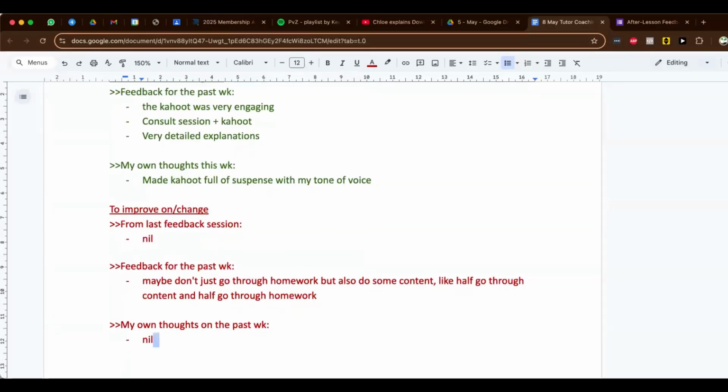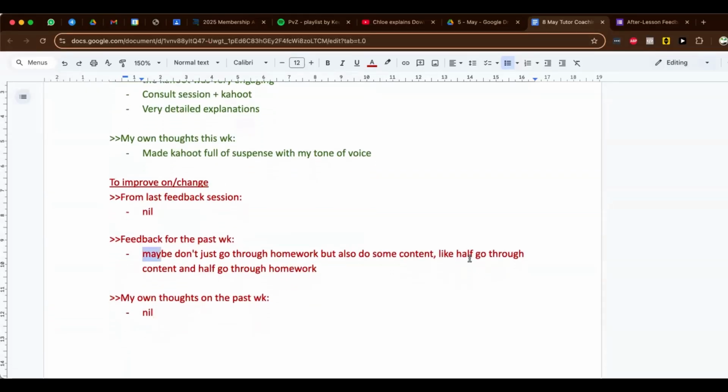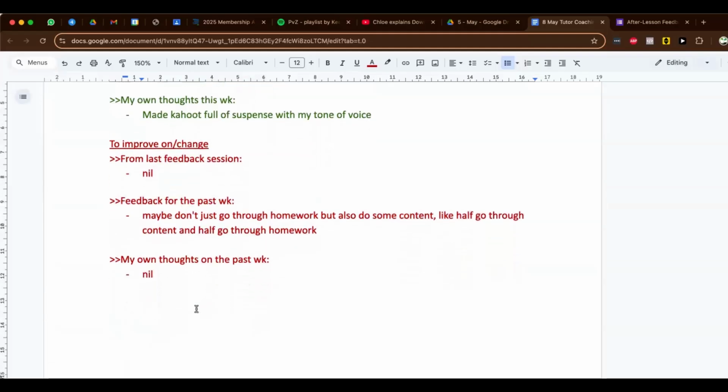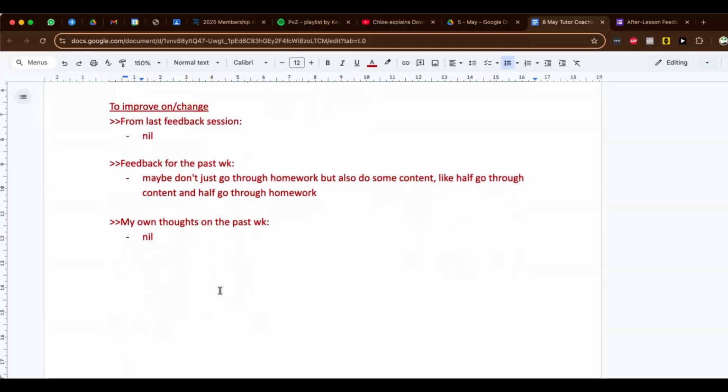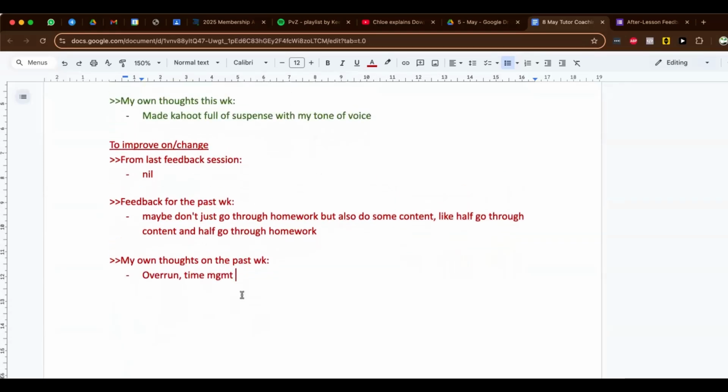Then what do you think you can improve on other than this? What are your own thoughts? I mean, I did overrun, so I guess I can improve on that. Okay. But you can't just talk faster, right? We need to talk less. We need to reduce the number of words. So how can you do that?